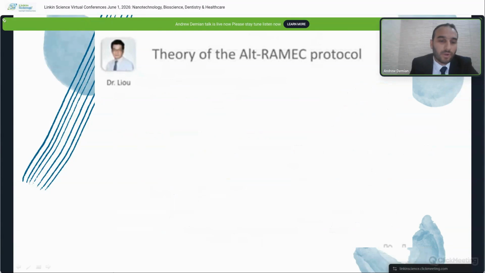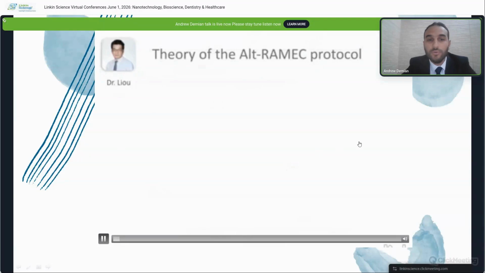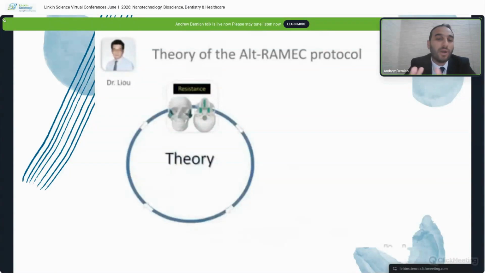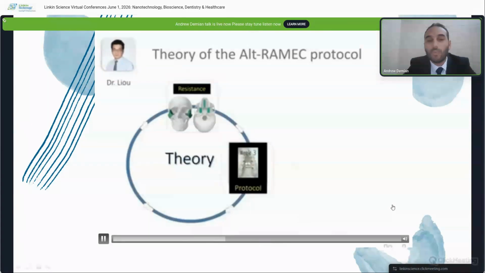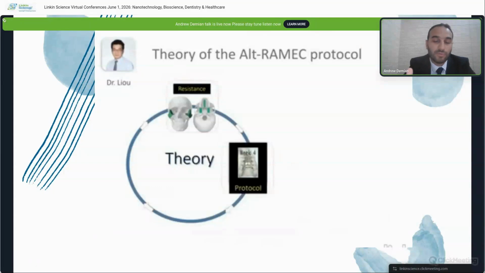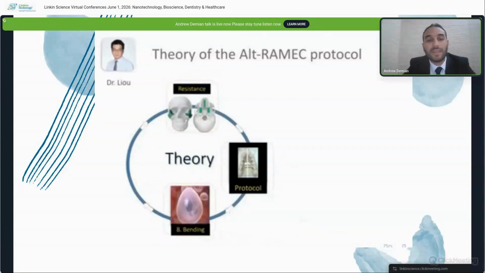The theory of the ALT-RAMEC was first explained by Dr. Liu. He said that we have this maxilla, which is anchored to the cranium through certain centers of resistance where there are numerous sutures. And when we apply the ALT-RAMEC, the protocol is: week 1 we expand, week 2 we constrict, and we go through that until week 9. Usually we end up with the maxilla being expanded so that it will be easier in the protraction. This results in freeing of the maxilla from the circummaxillary sutures, and this would be easier to protract.